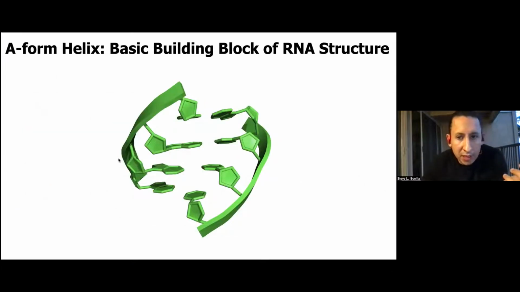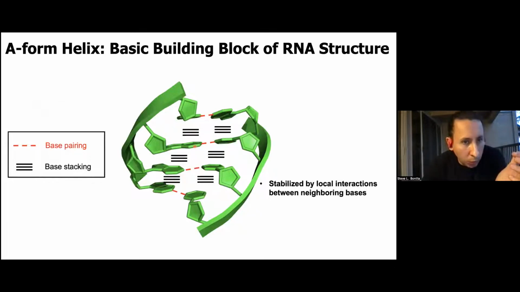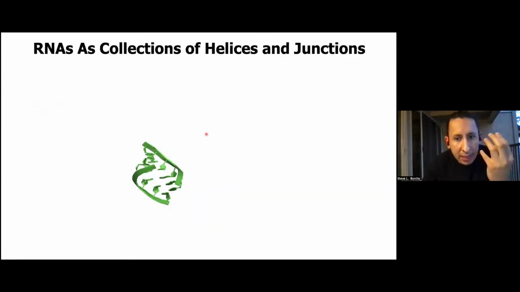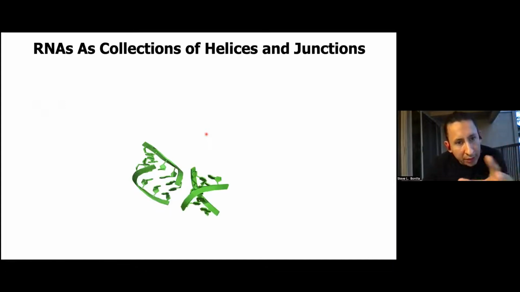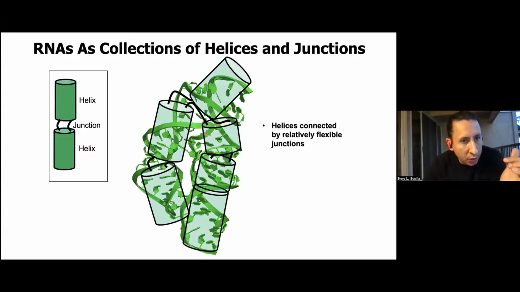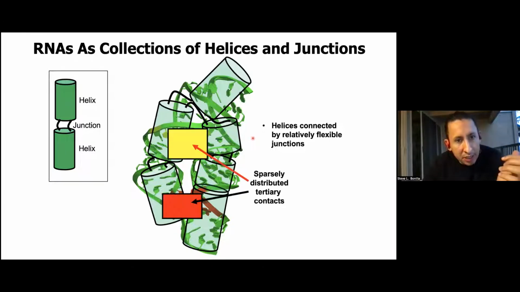So the basic unit of RNA 3D structure is the A-form helix, which is stabilized by highly local interactions, hydrogen bond and base stacking interactions between neighboring bases. To build a functional structure, many of these modular helices come together in 3D space to form larger assemblies in which these helices are connected to each other by relatively flexible junctions. The overall tertiary structure then is stabilized by the formation of sparsely distributed tertiary contacts.